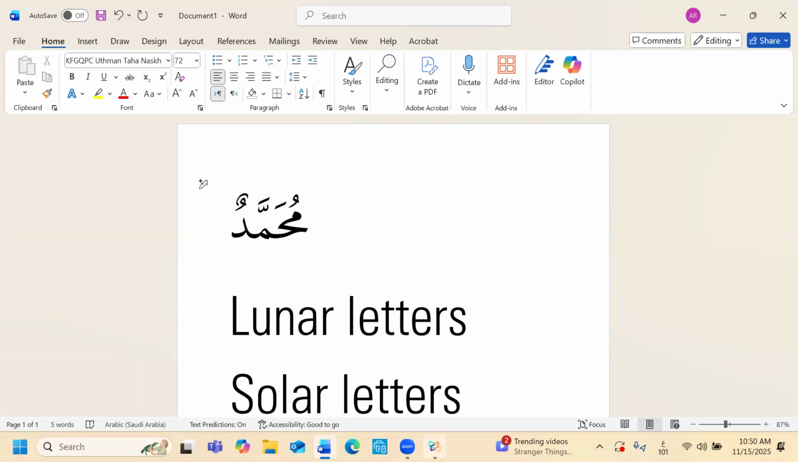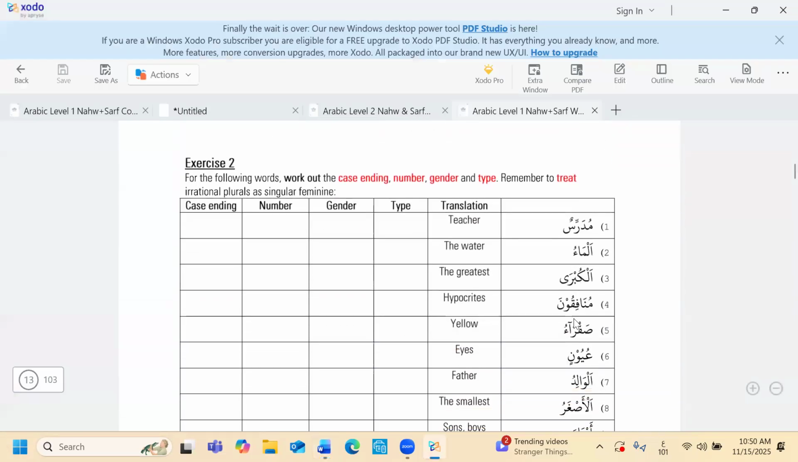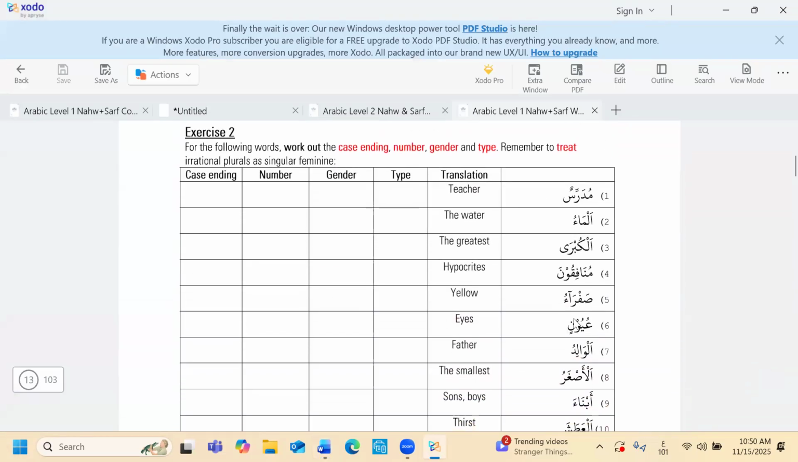All right. Now, for the last 5 to 10 minutes, we're bringing everything together that we've done so far: case ending, number, gender, type, and remember the rule regarding irrational plurals. You treat them as singular feminine.